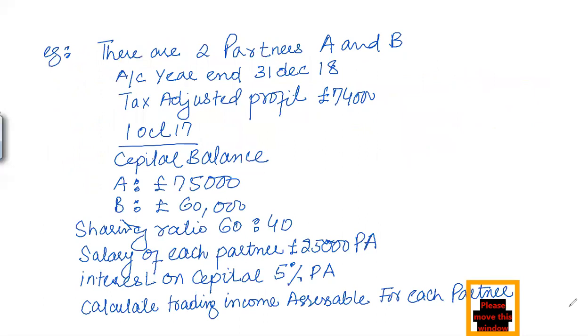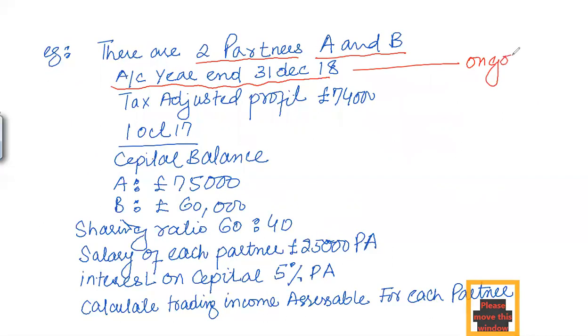Let's assume that there are two partners, A and B. The accounting year end is 31st December 2018, assuming it is an ongoing business, because we know that if there is a new business, then there will be a basis period issue, and you have to apply the basis period rule first. So it's an ongoing business. Tax adjusted trading profit is 74,000. That means accounting profit has already been converted into tax adjusted trading profit.